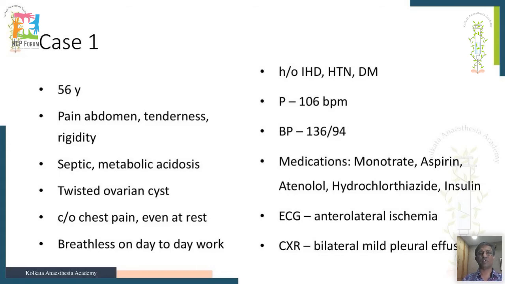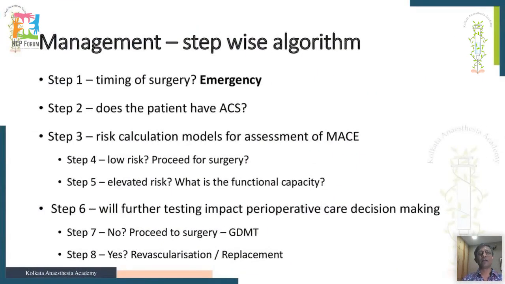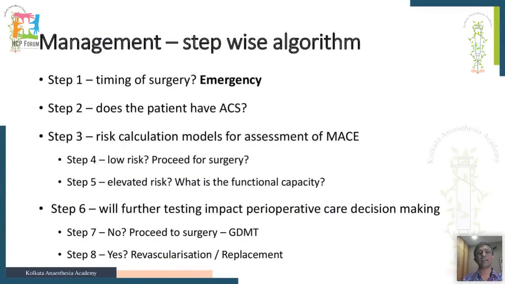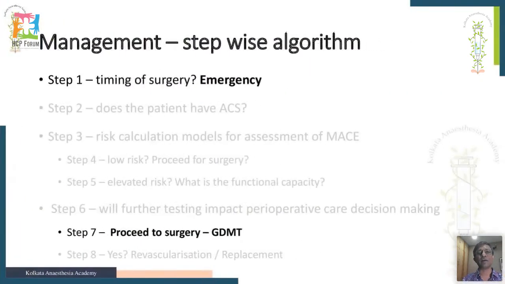Now, twisted ovarian cyst is the operating word. So what is the type of surgery, timing of surgery? This is an emergency surgery. So for an emergency surgery, the rest of the algorithm does not come into question. You straight away proceed for surgery with goal-directed medical therapy.